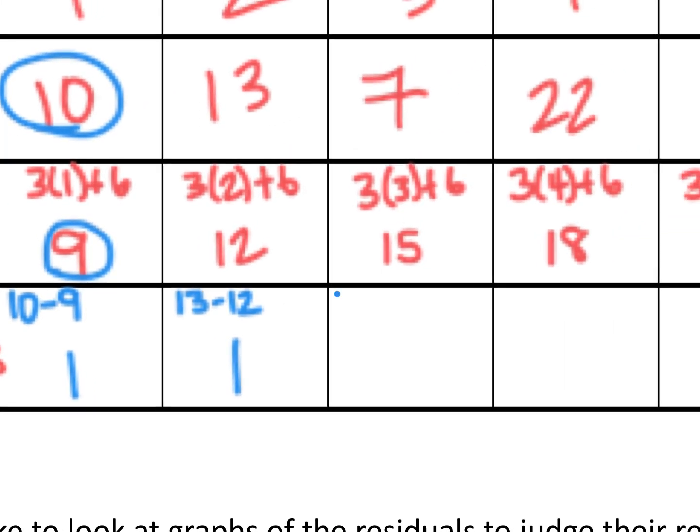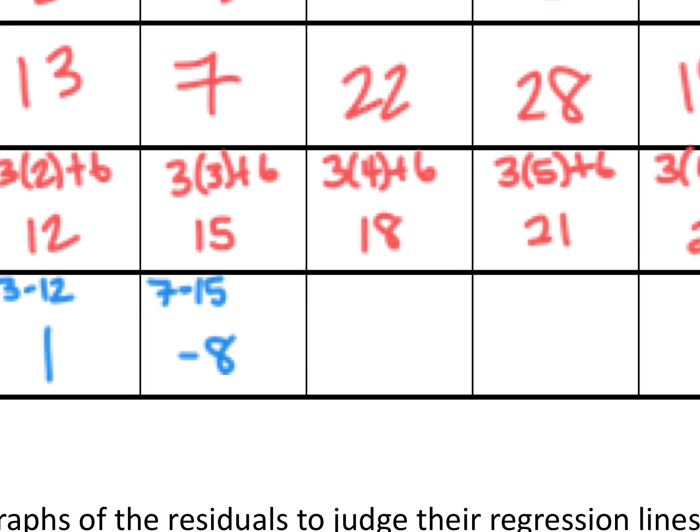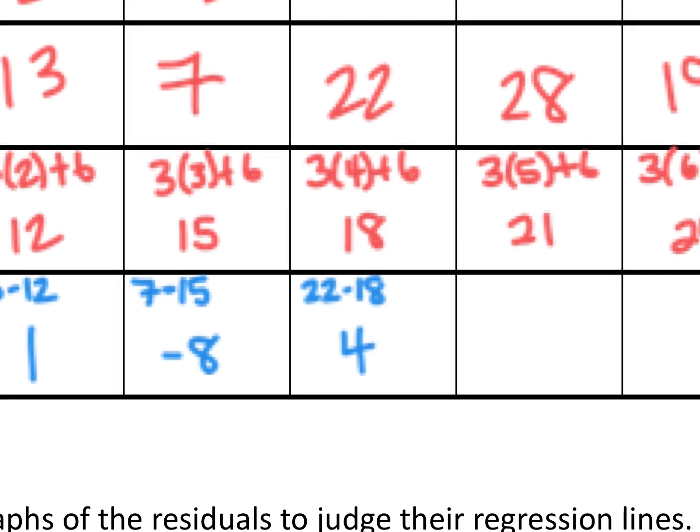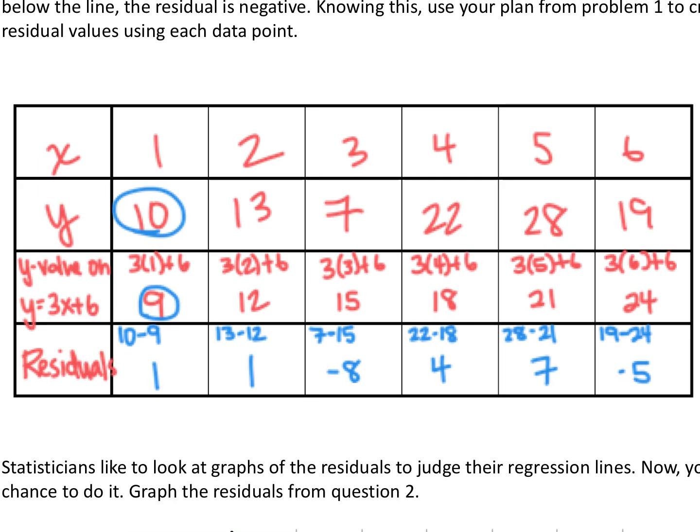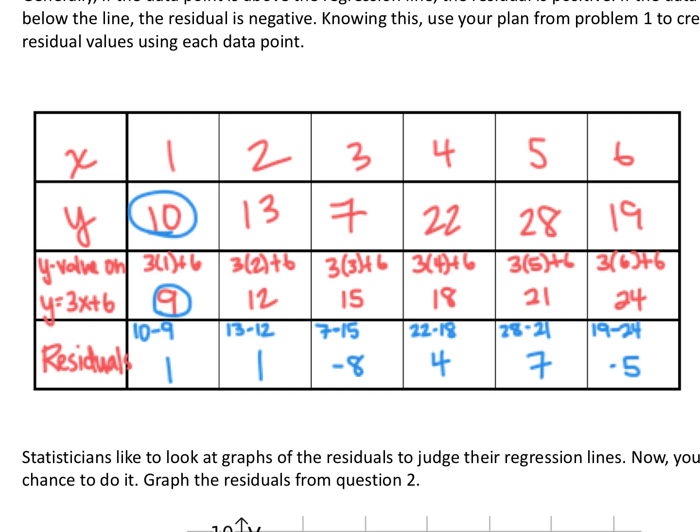Then we're going to go 7 minus 15, a residual of negative 8. Then we go 22 minus 18, a residual of 4. This one is 28 minus 21, residual of 7. And then finally 19 minus 24, which is a residual of negative 5. Okay, so what we're seeing is how far away each of those original data points are from the regression line or line of best fit.